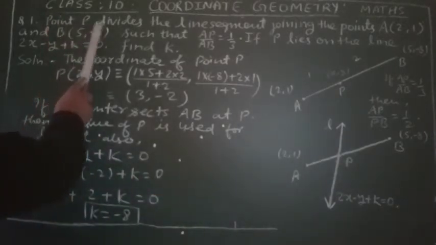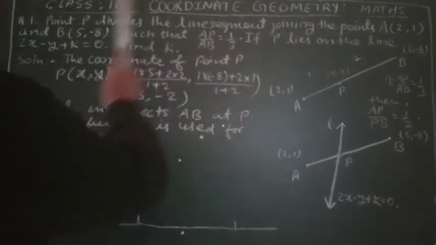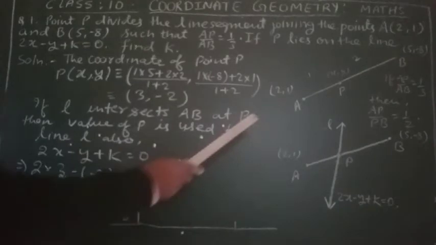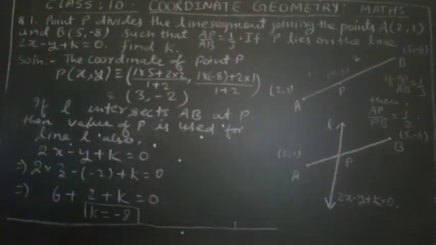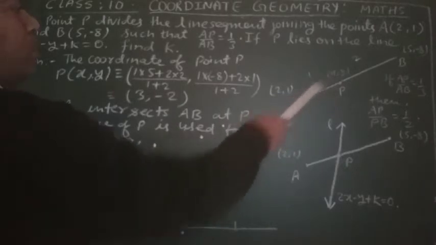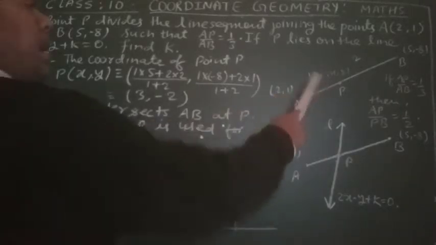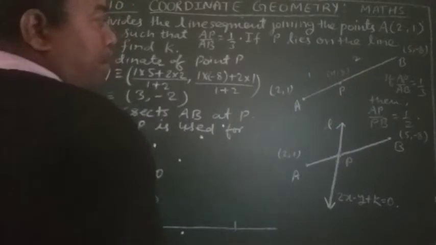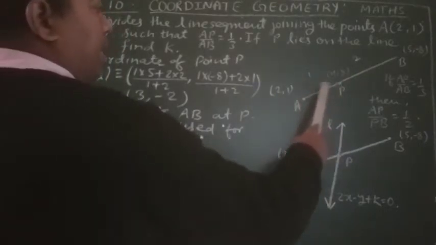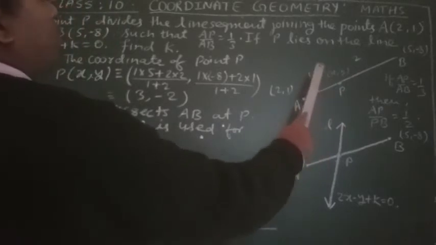Point P divides the line segment joining the points A and B. So A has coordinates (2, 1) and B has coordinates (5, -8). And point P is on this line, whose coordinate is unknown. Okay? But P will divide AB into two parts. One part is AP, another part is PB. And the ratio of the lengths of AP and PB is 1:3.